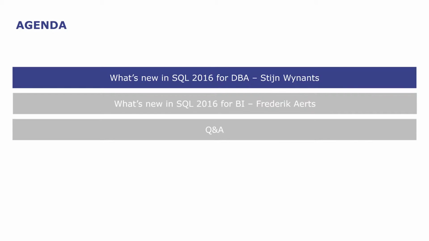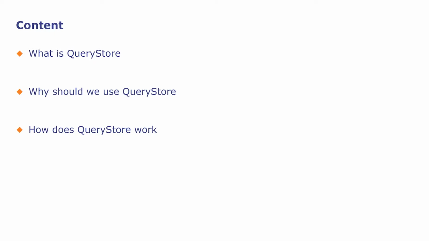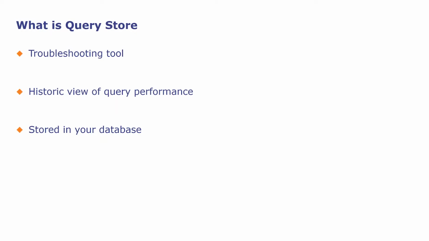So first, what's new in SQL 2016 for DBAs? Today, I want to talk about a new game changer in query analyzing. It's called Query Store. What is Query Store? Query Store is a new feature in SQL Server 2016, which will make your troubleshooting for your queries a lot easier. So today we will talk about what Query Store is. Then we will talk about why we should use Query Store, and then I'll show you how Query Store works. This will be a demo. So first, what is Query Store?